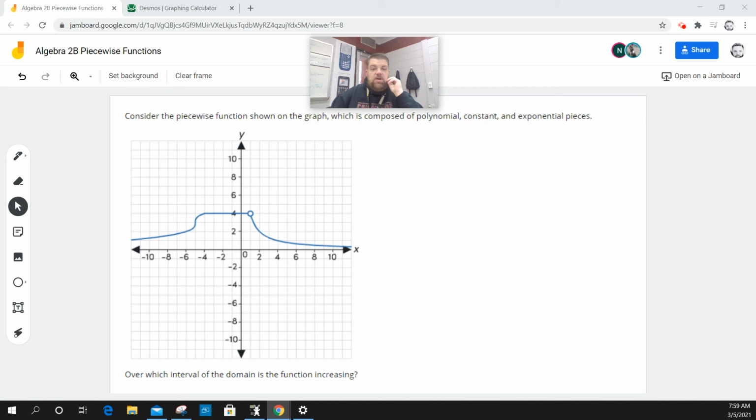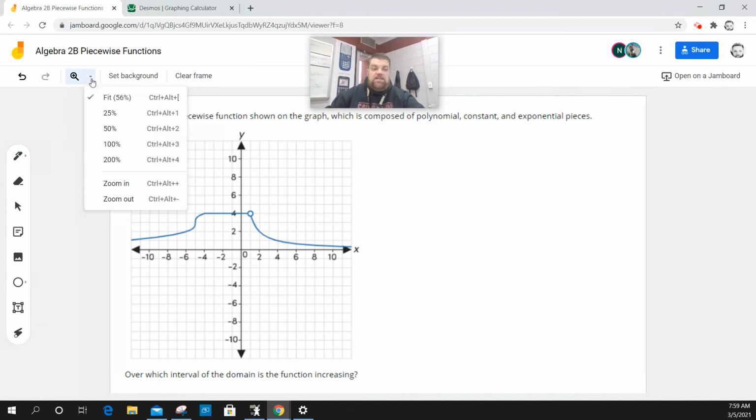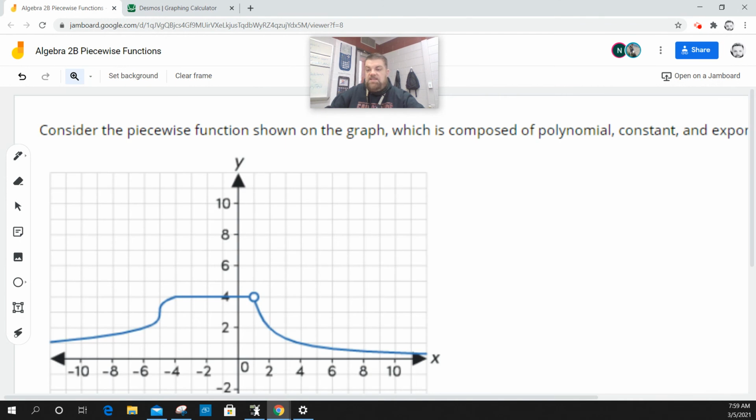So for this next question, it says, consider the piecewise function shown on the graph, which is composed of polynomial, constant, and exponential pieces. Then the question is, over which interval of the domain is the function increasing? So let me zoom in so we can see that a little better. Well, where is this thing increasing?